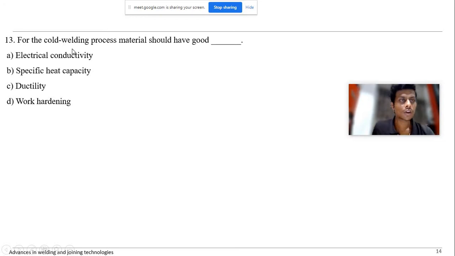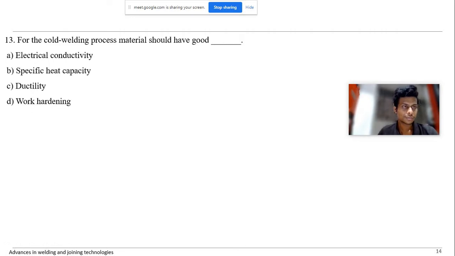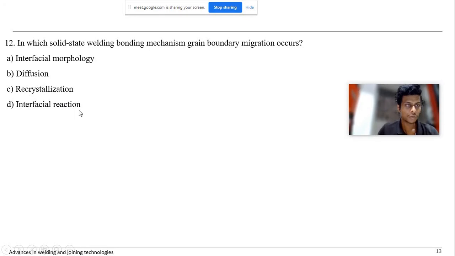Okay. For the cold welding process, the material should have good, yes, ductility. Yeah, see, ductility, correct. In the next class, if you want further clarity about diffusion and all, I will try. If time permits, I will explain in the next class. But if you go through this third slide properly, he has mentioned it properly. He has discussed that in that slide.